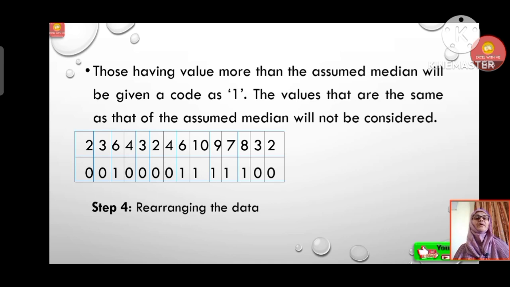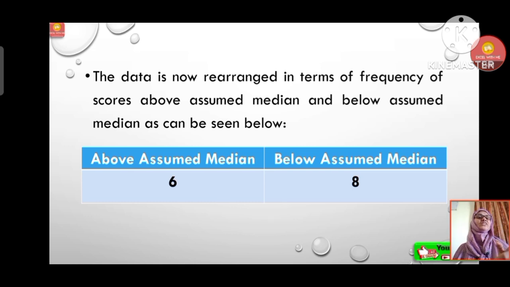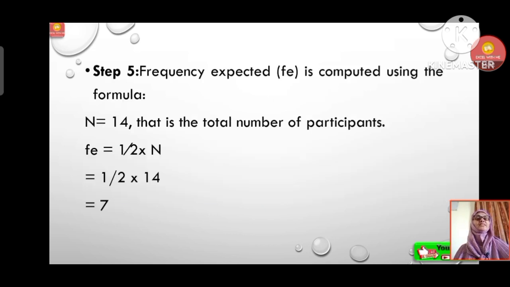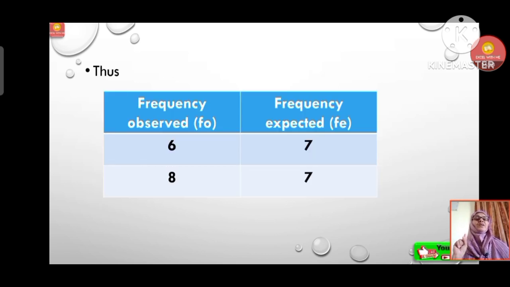Now step 4, rearranging the data. The data is now arranged in terms of frequency of scores above the assumed median and below the assumed median, as can be seen below. Above the assumed median is 6, below the assumed median is 8. Now step 5, frequency expected, that is FE, is computed using the formula here, n equal to 14, that is the total number of participants. FE, that is 1 by 2 into n, that is 7. Expected is 7. Thus, frequency observed FO is 6 and 8, frequency expected is 7, 7.